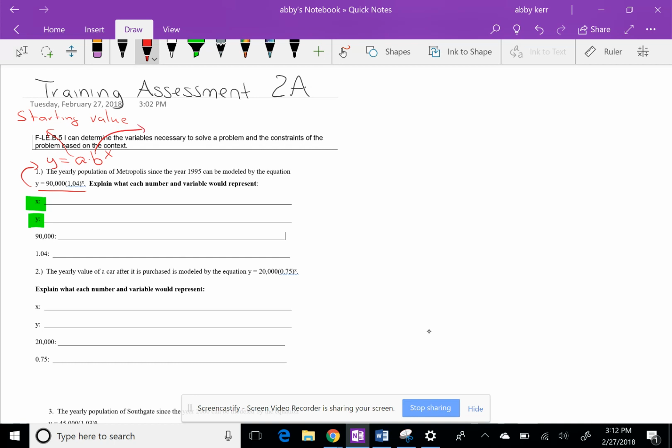And the b is either the growth or decay, depending on what the b is. So it could be either or, and you can put factor. So the x and y, that's just specific. What are we talking about here? Well, we are talking about population, and we're talking about over years, so time. More specifically, we're talking about years.